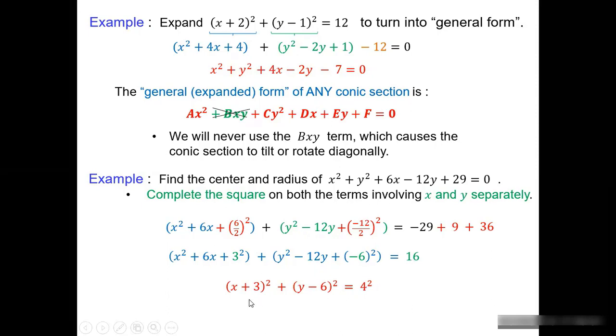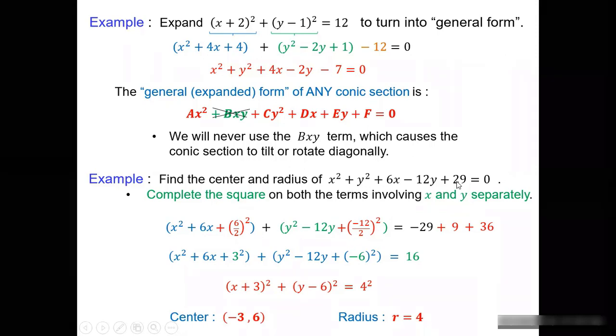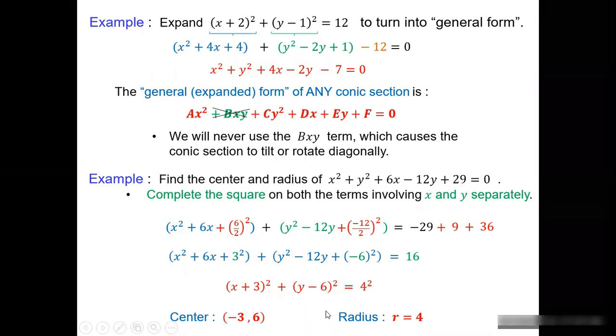This is now standard form of our circle, which tells me what my center and radius are. So my center is at -3, +6, and my radius is 4. So whenever the equation that we're given for a circle is in this standard form, we could easily find the center and the radius. But if it's ever an expanded or general form, this is where we would have to complete the square in order to turn it into a form that tells us the important features.